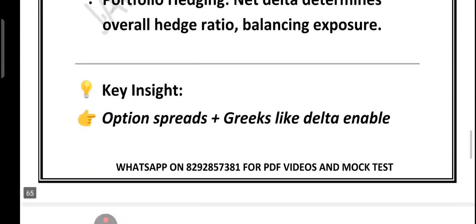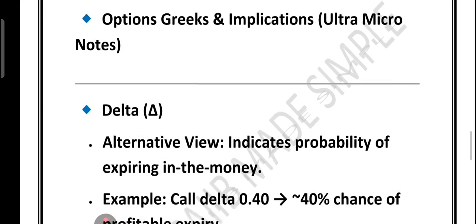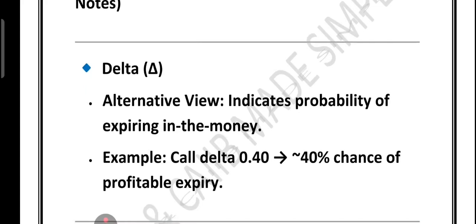So just now I told you about delta. Delta can also be seen as the probability of an option ending in the money. You know, in the money, at the money, out of the money. For example, suppose I say call delta 0.40. It means there is a 40% chance that this option will be profitable at expiry.